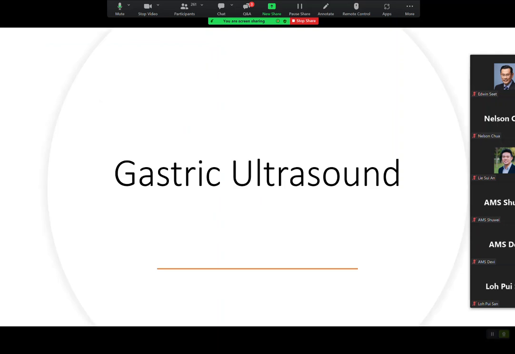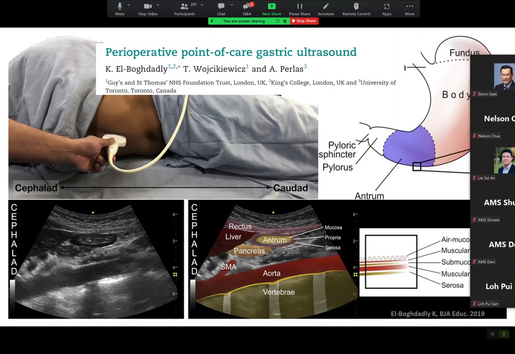So looking at gastric ultrasound, I've not personally done any gastric scans, but when you're scanning, we can use perioperative gastric ultrasound to detect a full stomach. May be useful in the emergency situation or in patients where the fasting status is unclear, such as children or patients with dementia, etc.